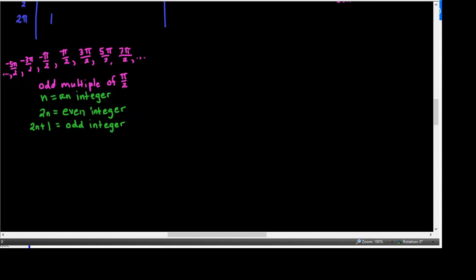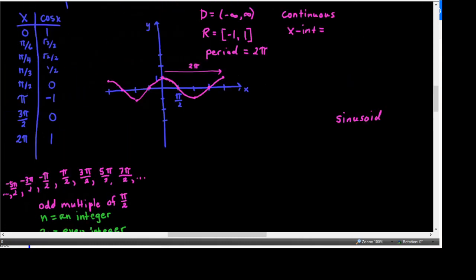And so what we want is an odd multiple of pi over 2. Okay, so that makes our x-intercepts an odd number multiple of pi over 2. And that's the set of all x-intercepts.